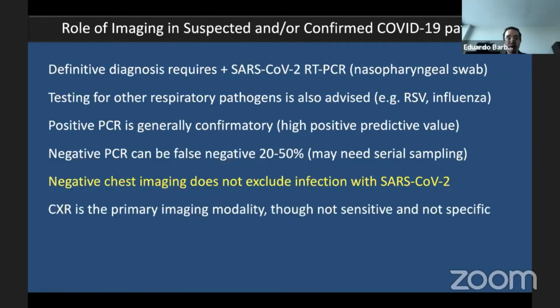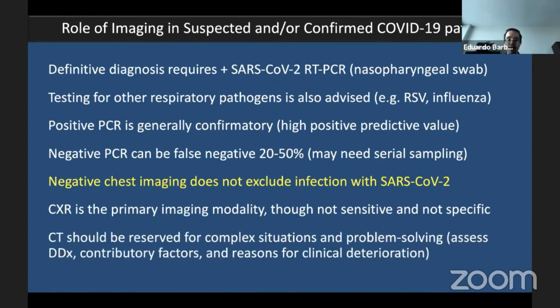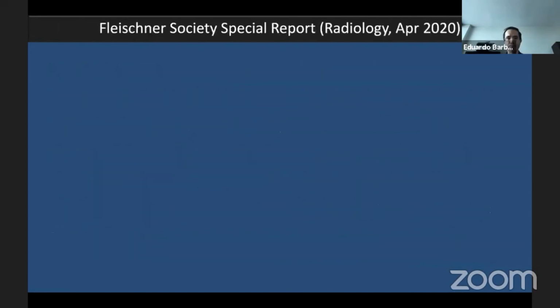The other important consideration is that chest radiograph is the primary imaging modality in most countries, although some countries have used CT more liberally, even though chest radiographs are not sensitive and are not specific for the diagnosis of COVID-19 associated pneumonia. CT should also usually be reserved for complex situations and more in problem solving, especially when you're looking for differential diagnosis. What else could be explaining the patient's presentation? Any contributory factors, any reasons for clinical deterioration.